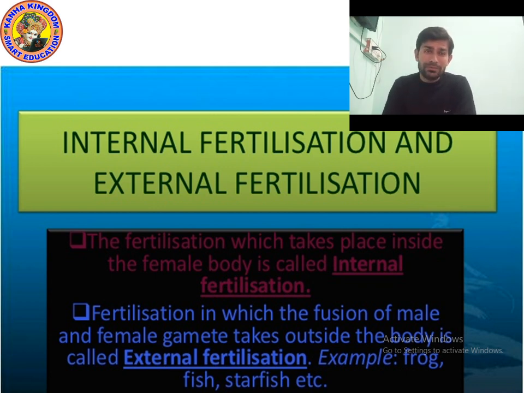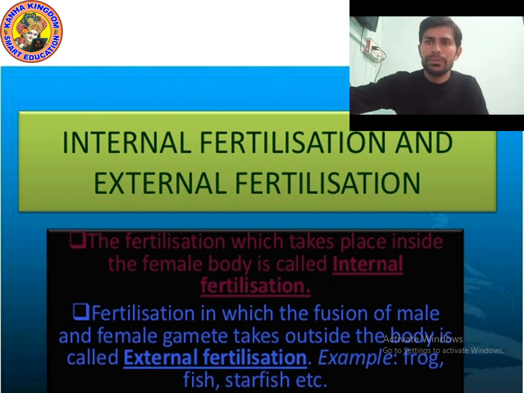The female frog gives eggs, and on these eggs the male gametes fuse, outside the body. The same process occurs with fish and starfish. We will study about them also, but before that, let's study about the zygote. Let's move on to the next point.